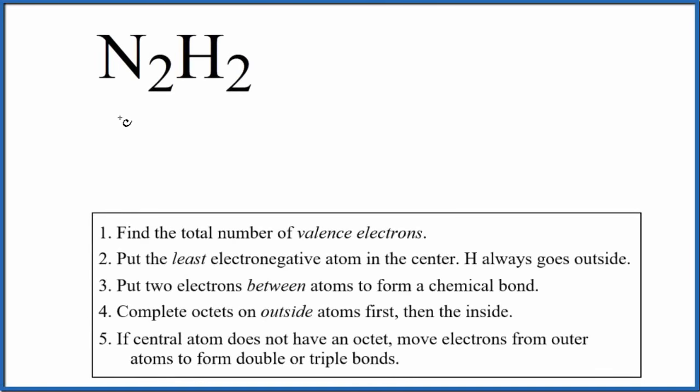Let's draw the Lewis structure for N2H2. This is also called hydrazine. So the first thing with Lewis structures, we count the number of valence electrons. So the periodic table can help us do that.